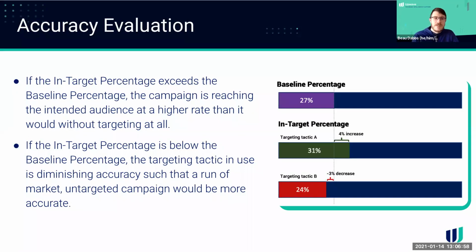And we'll evaluate the accuracy of a specific audience by comparing the baseline percentage to the in-target percentage. If the in-target percentage exceeds the baseline percentage, then the campaign is reaching the intended audience at a higher rate than it would without targeting. If instead the in-target percentage is below the baseline percentage, it suggests that the targeting tactic is reducing accuracy, and a run-of-market or untargeted campaign would be better at reaching the target population.